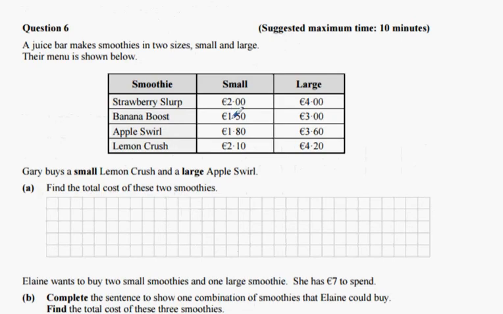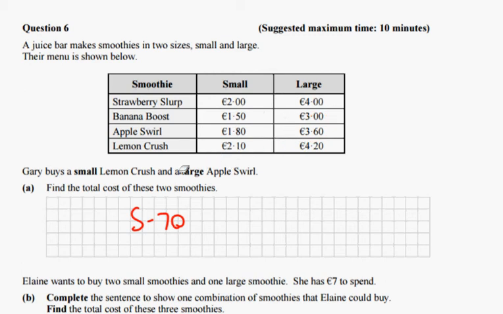Now, question 6. A juice bar makes smoothies in two sizes, small and large. Their menu is shown below. Gary buys a small lemon crush and a large apple swirl. Find the cost of these two smoothies. Small lemon, small apple, large apple. This one plus the small lemon plus that one. We're going to get €5.70 when we add them together.